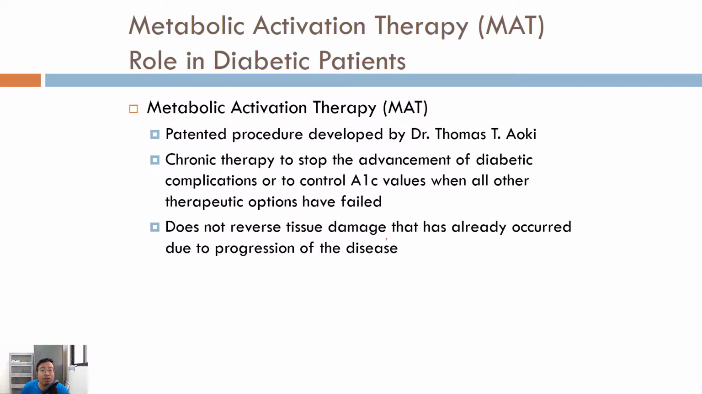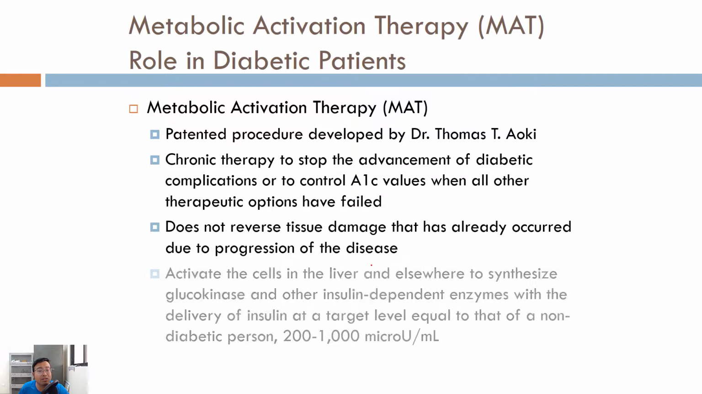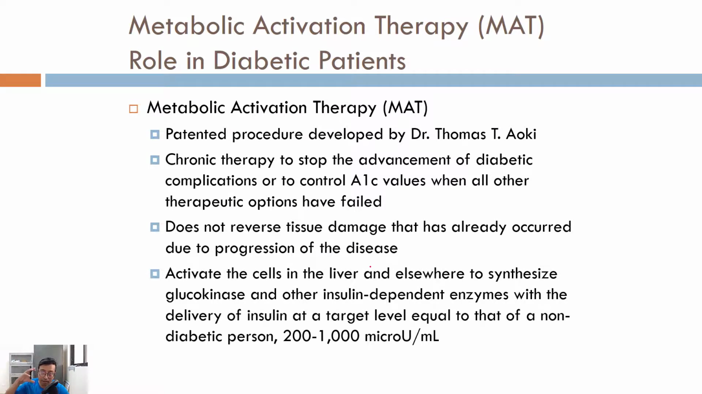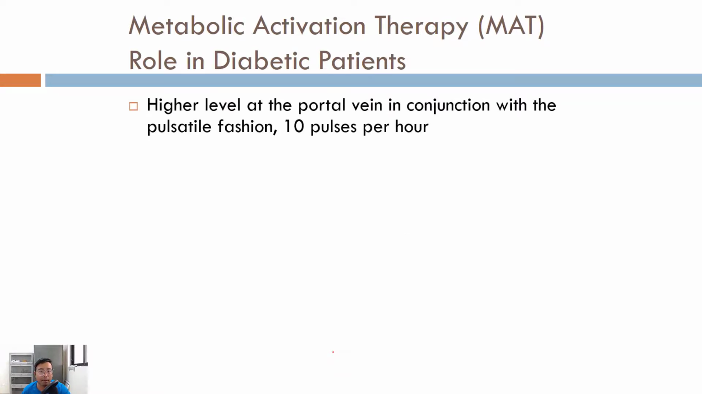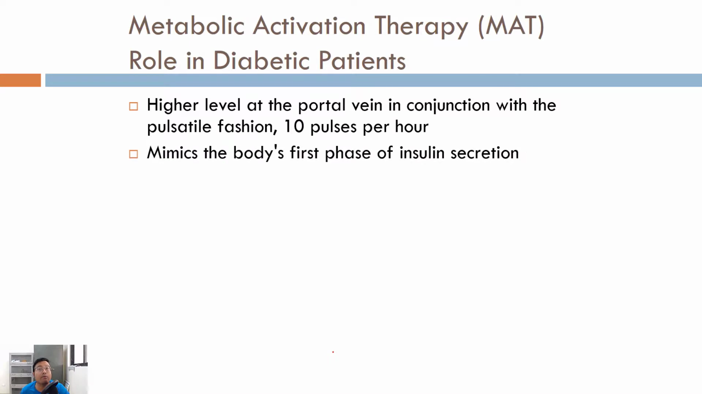Mind it, it will not reverse the tissue damage that has already occurred due to progression of disease, but it will stimulate the body in such a way so that no further complications are there. So it activates the cells in the liver and elsewhere to synthesize glucokinase and other insulin dependent enzymes with the delivery of insulin at a target level equal to that of a non-diabetic person, of 200 to 1000 microunits per ml, and the higher level at the portal vein in conjunction with pulsatile function of 10 pulses per hour. So basically it's an insulin delivery system in vivo.